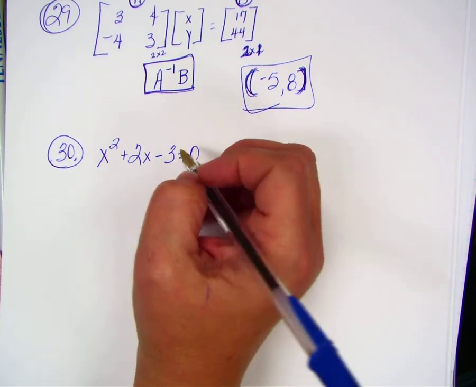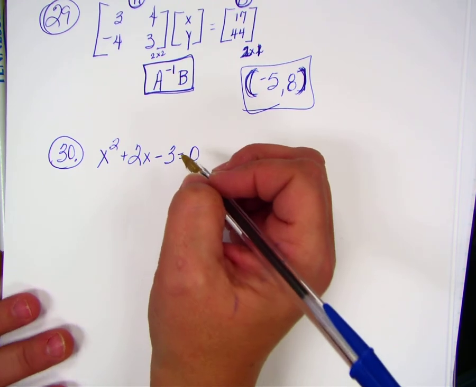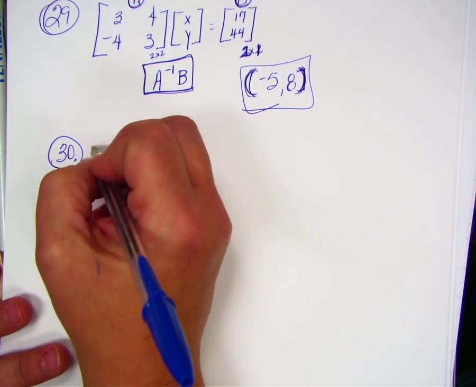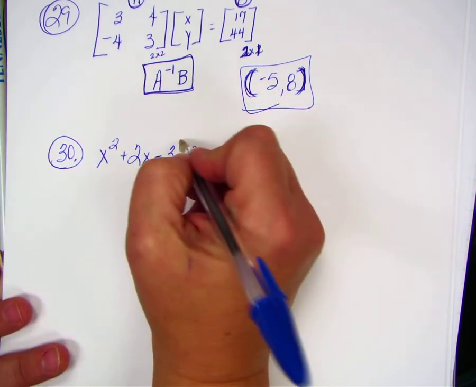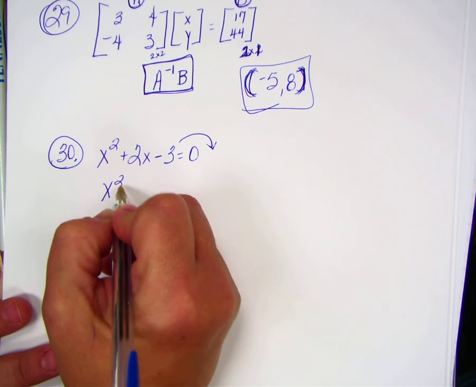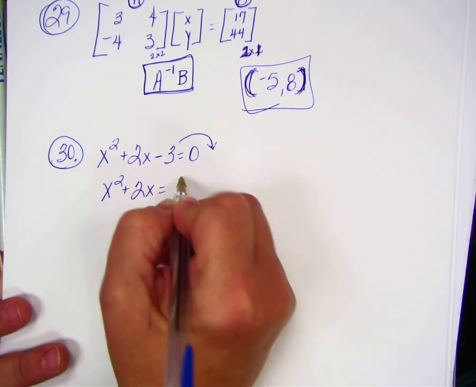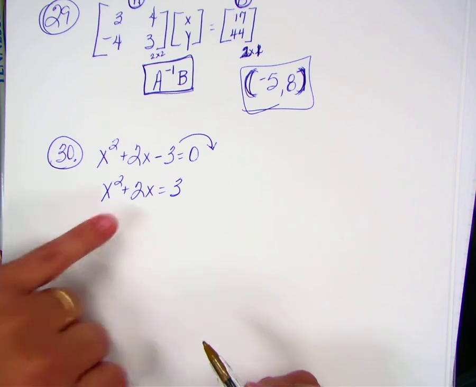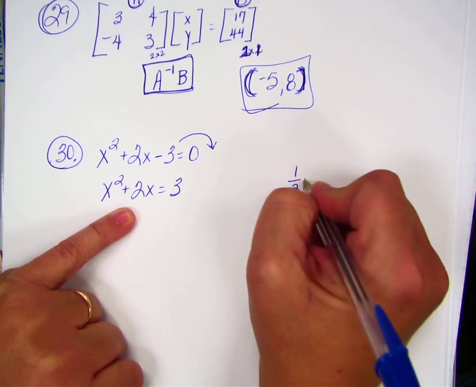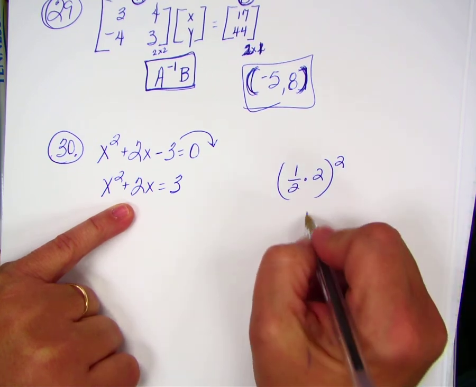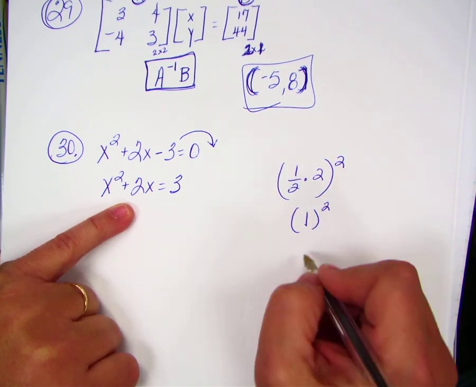Okay, so completing the square. Step number 1. This has to be a 1. It is, so I'm good. Step number 2, move this over. Step number 3, take half the middle term and square it. So that's 1. And 1 squared is 1.